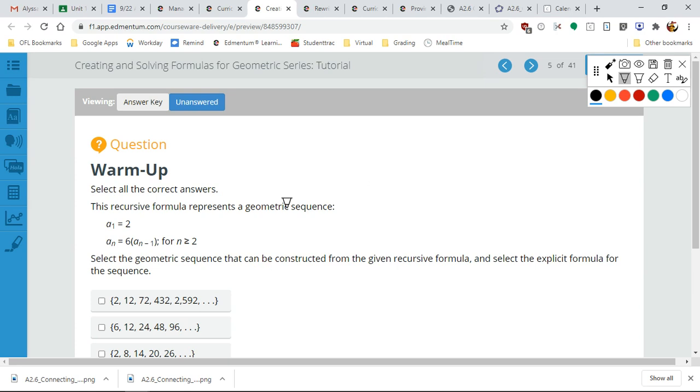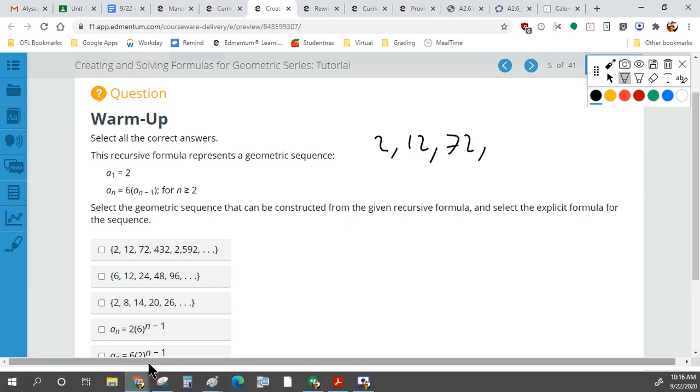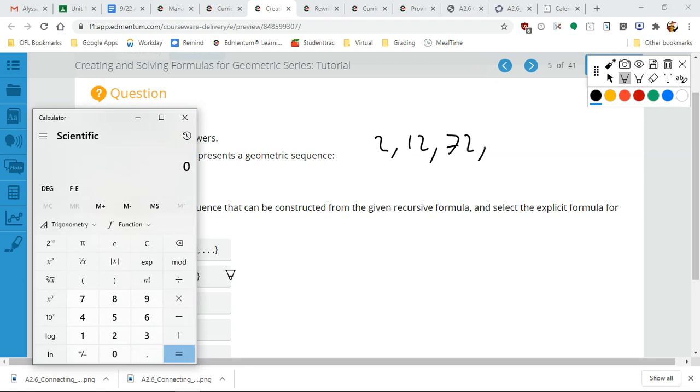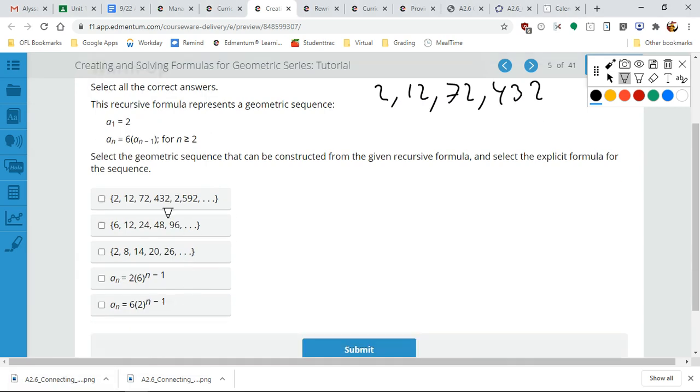I'll show you guys why it sounds more complicated than it is. All right, so my first term is 2, and then I have to multiply it by 6, 12. And I have to multiply that by 6, 72. Multiply that by 6. I know what 12 times 6 is, but I don't know what 72 times 6 is. 432. So looking at that, I can automatically say that my answer is this one.